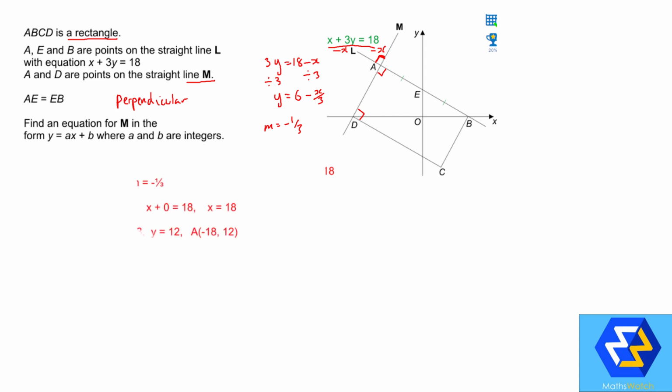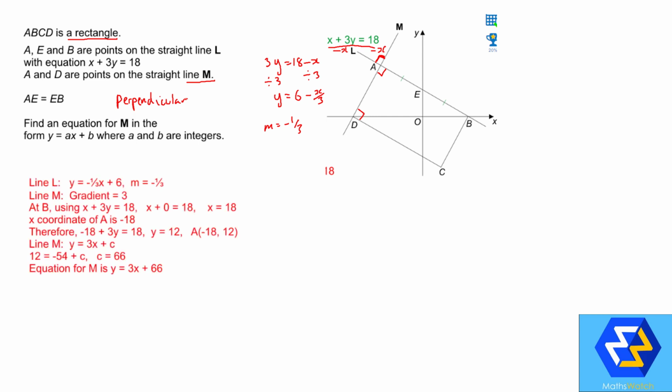Now I'm going to show you what I would say is a very ideal solution, because it's going to be easier for me to explain. So I've explained up to here, line L. Now if you've kept up to date with perpendicular lines, you know that m1 times m2 has to equal -1 for the lines to be perpendicular. So the gradient of line M has to be 3. So that's where we know that y has to equal 3x plus c for line M, which you can see here.